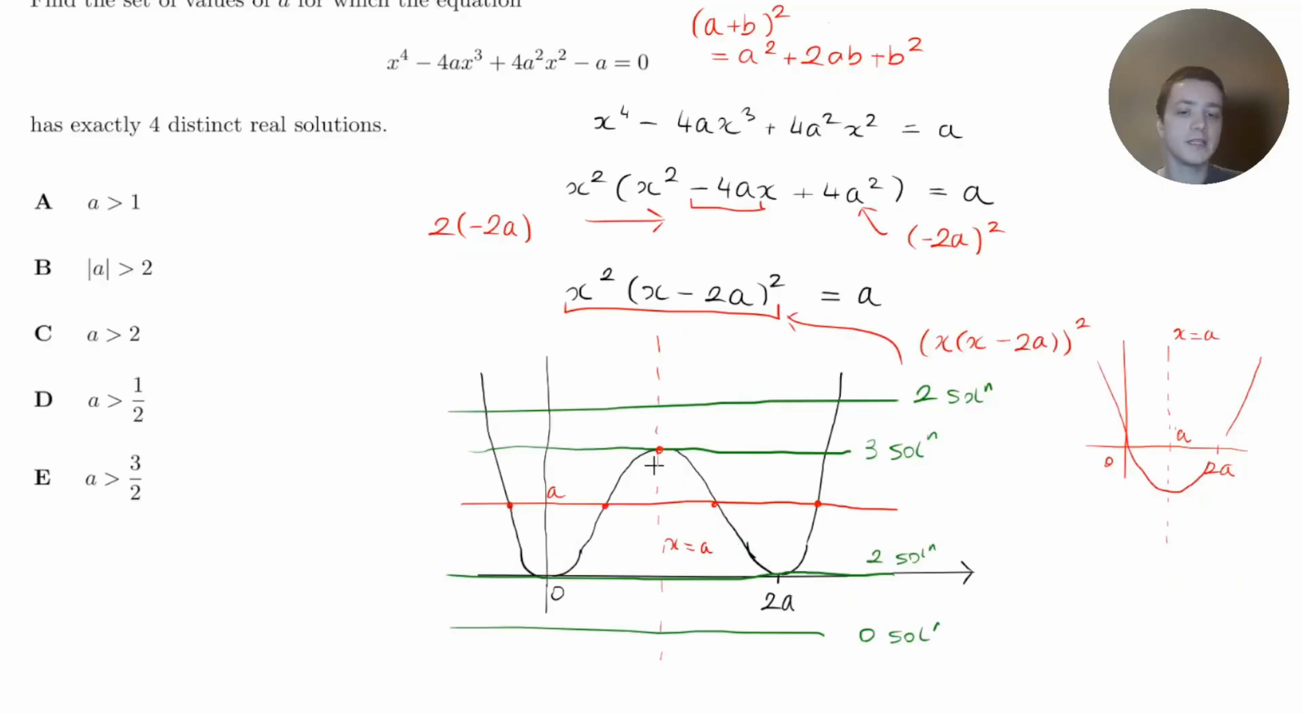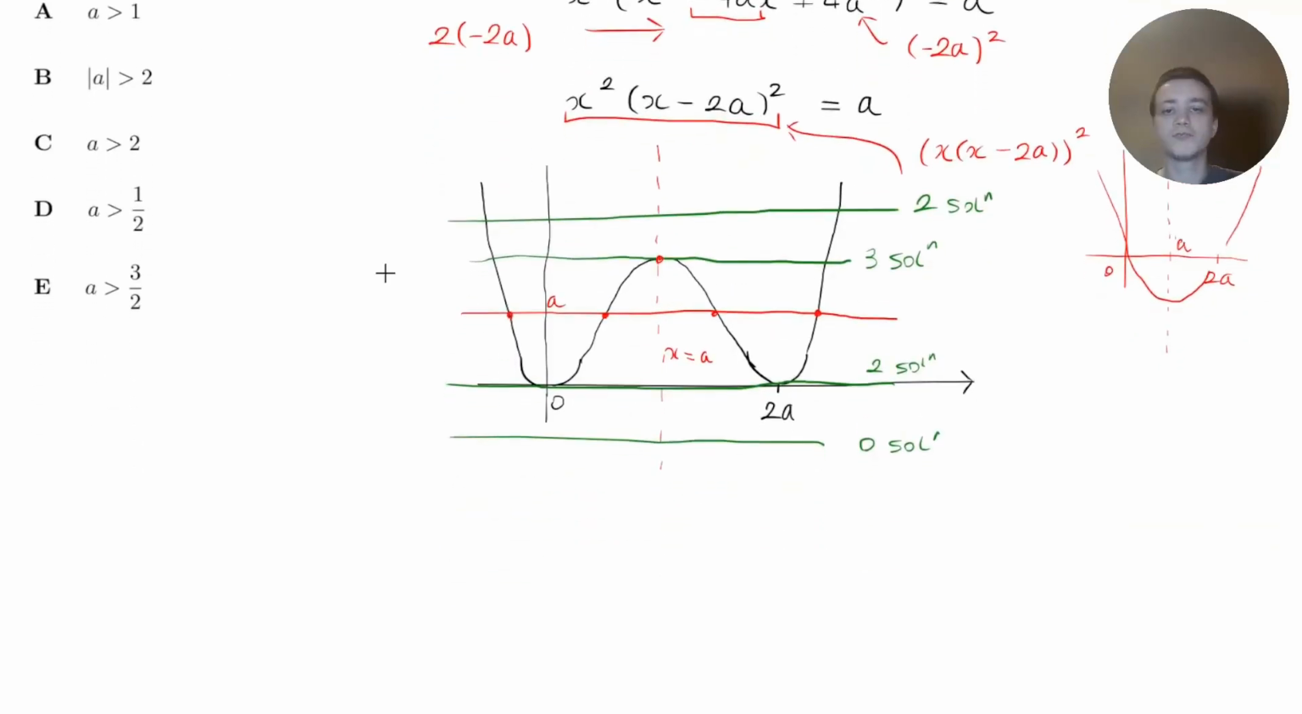So we know the turning point is at x equals a, and we can now find the y value of that turning point by substituting into the quartic that we have. So the quartic is x squared times x minus 2a squared. So that will give us a squared times a minus 2a squared, which comes out to a to the power of 4. So this height over here is a to the power of 4.